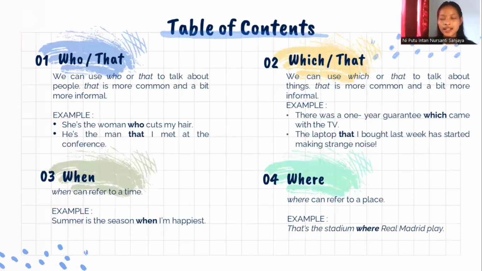The second one is which or that. We can use which or that to talk about things, that is more common and a bit more informal. For example, there was a 1 year warranty which comes with the TV. The laptop that I bought last week has started making strange noise.